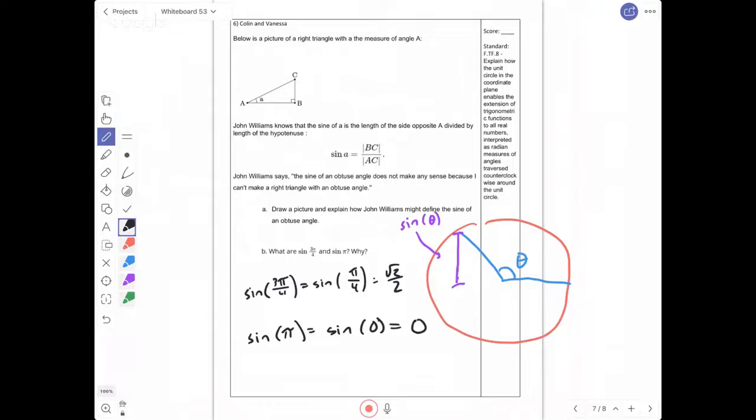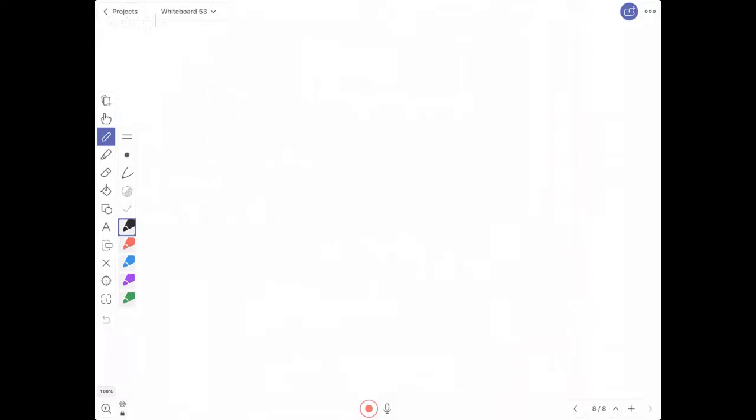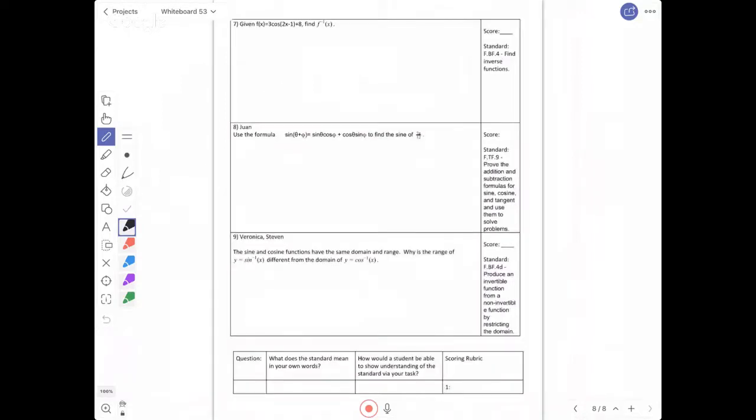Okay. Sweet. There's number 6. Number 7, find an inverse function. Great. We've got 3 cosine. So y equals 3 cosine of 2x minus 1 plus 8. To find the inverse function, we're going to switch the x and the y.